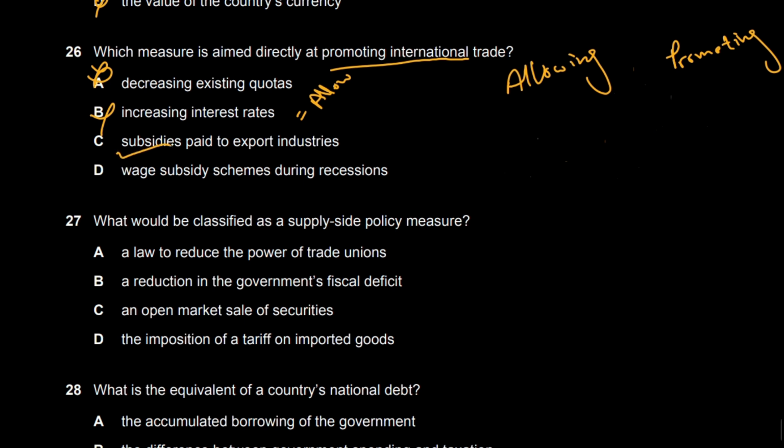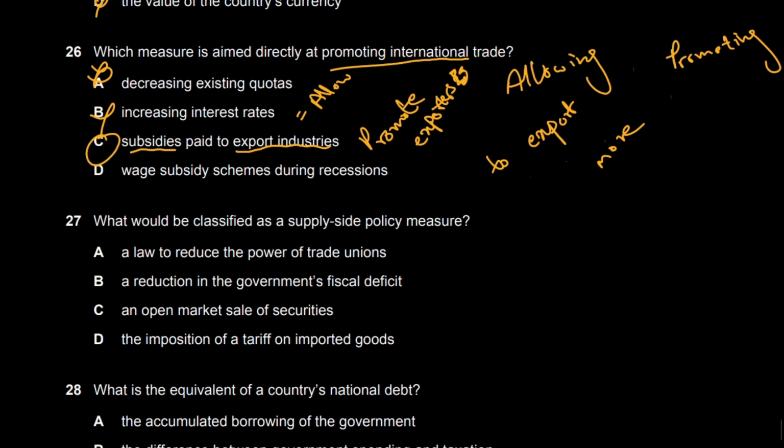Exactly, subsidies basically help. So subsidies basically promote exporters or manufacturers to export more. And if you look at option C, they have mentioned export industries. Hence, this measure is basically aimed directly at promoting international trade. C is the correct answer.